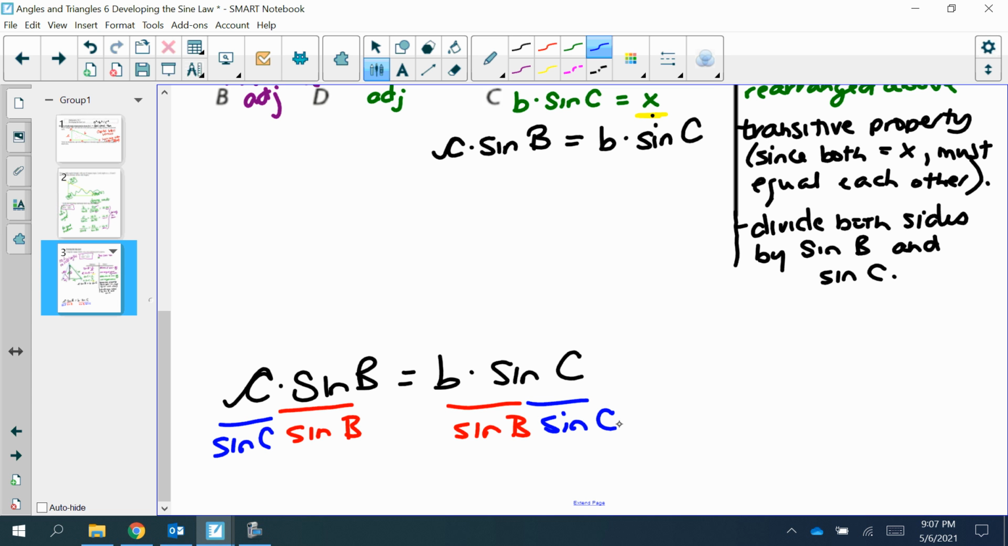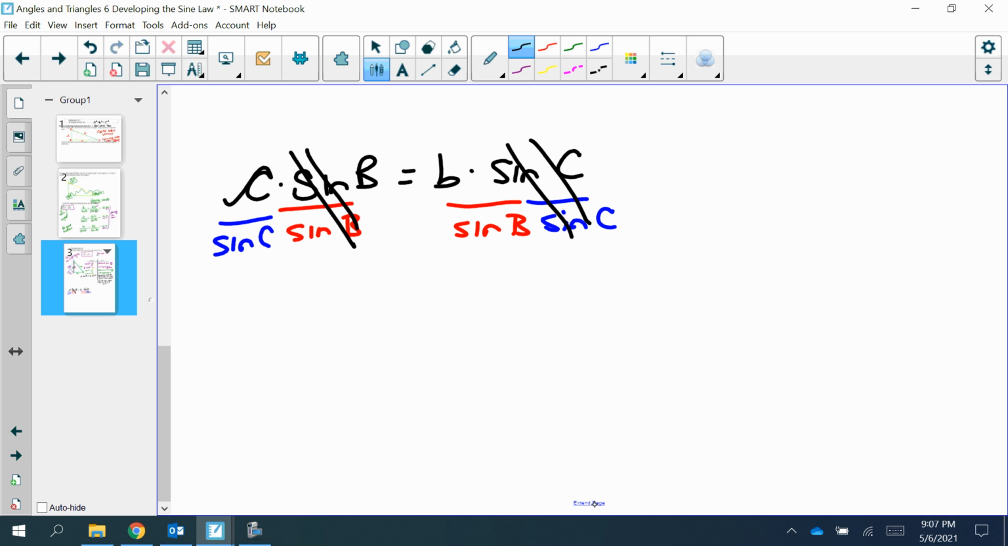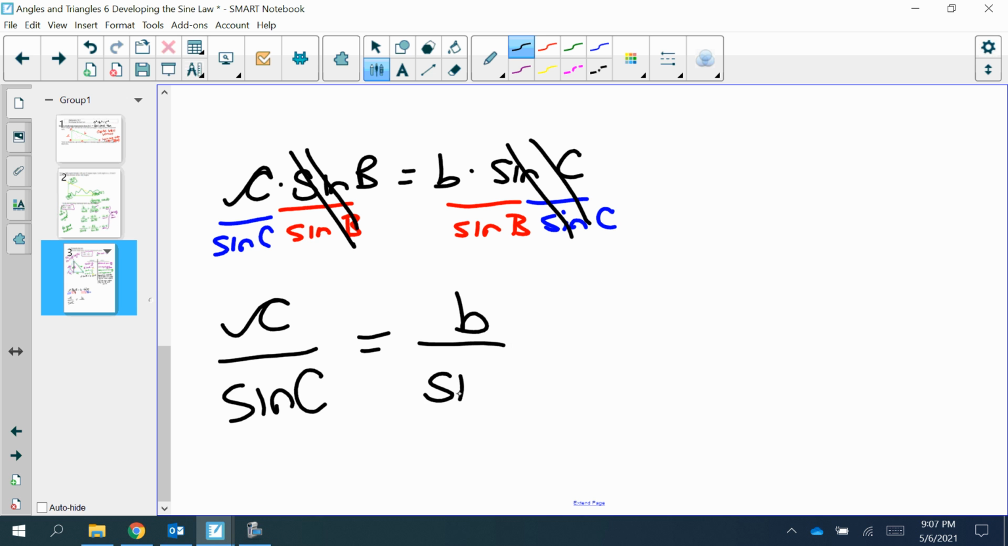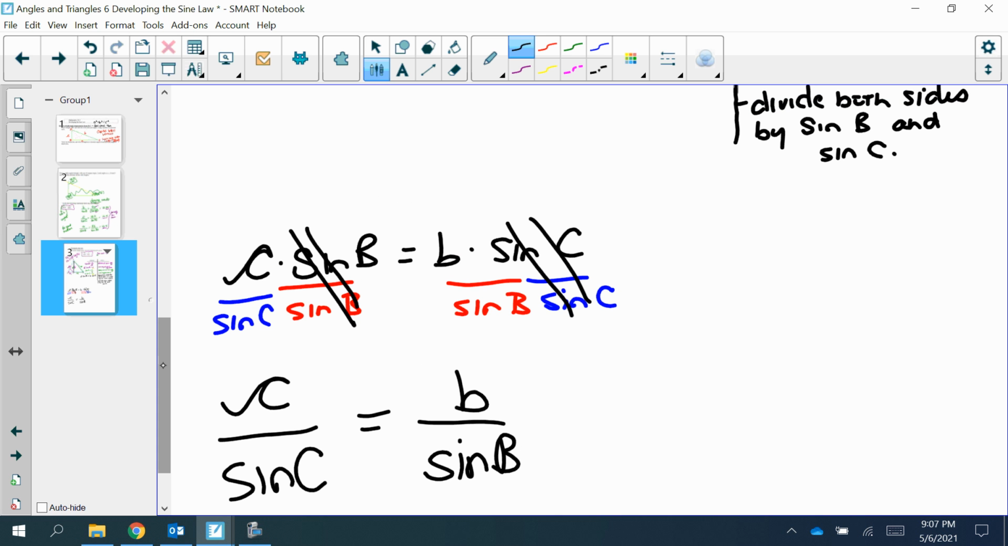What you do to one side of the equation, you have to do to the other. And so what we see is we're going to get some nice cancellation here. So sine of b divided by sine of b is equal to 1, and sine of c divided by sine of c is equal to 1. And so now what we would have is c divided by the sine of c is equal to b divided by the sine of b, which is what our original thing asked us to prove. It had it flipped left and right, but that's still the same thing.